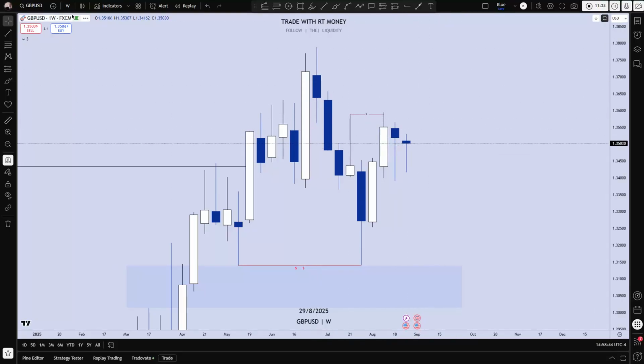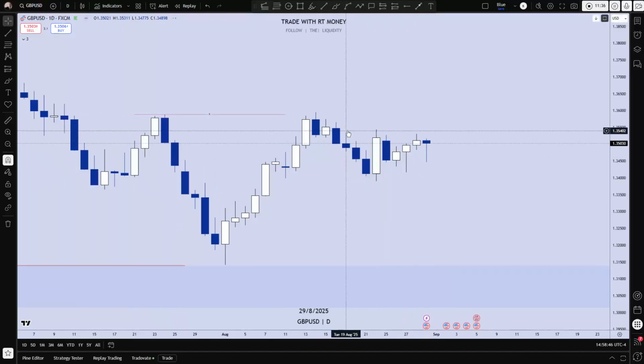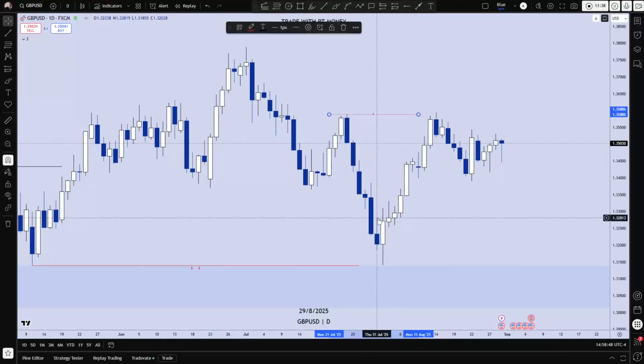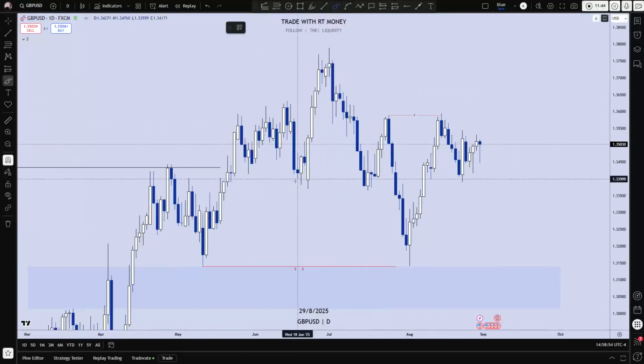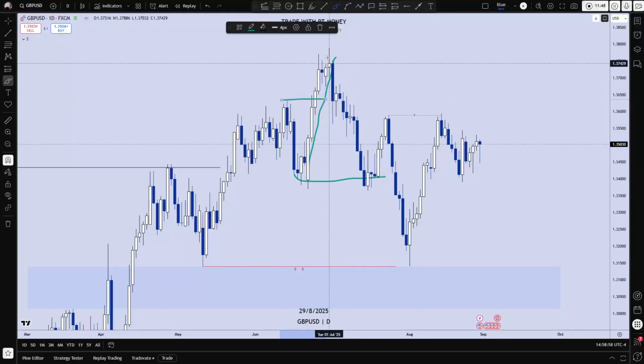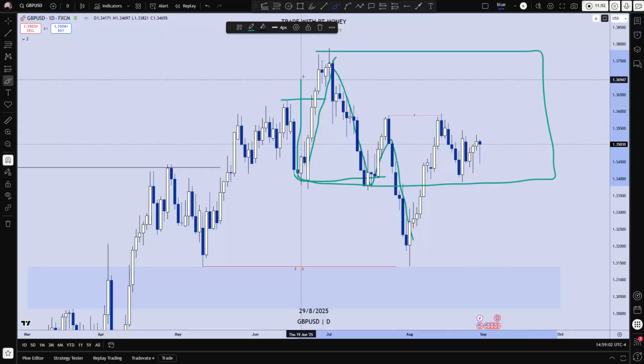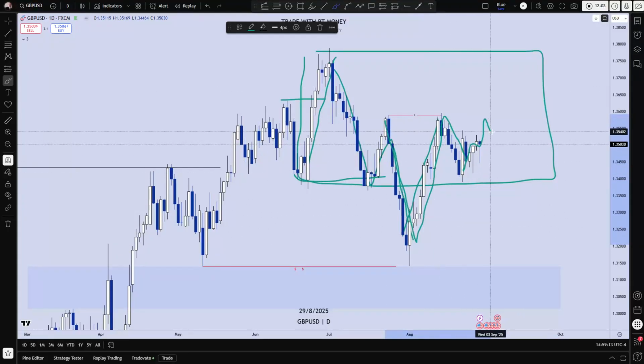Now, if we go down to the daily, bear with me if you would. What I want you to see is that the CISD, the change in state of delivery, was here. We swept liquidity. This makes a very legitimate area of supply here, just like I showed you on the weekly. Price comes back into it.